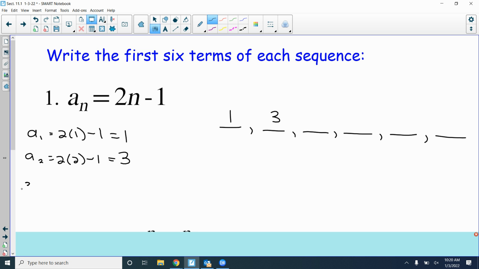A sub 3 is 2 times 3 minus 1. 6 minus 1 is 5. So we get a 5. Sometimes you get a pattern which you can follow. Sometimes you may not.